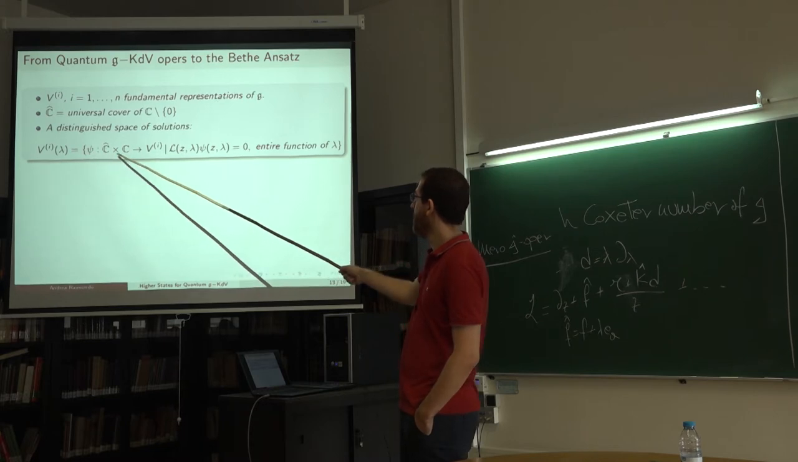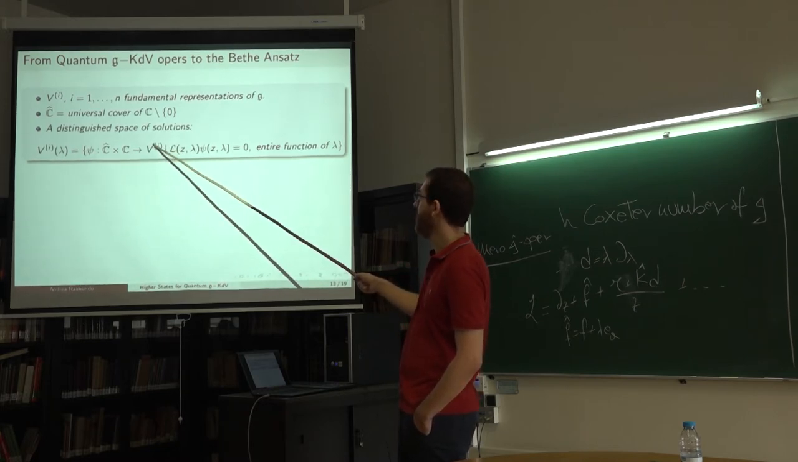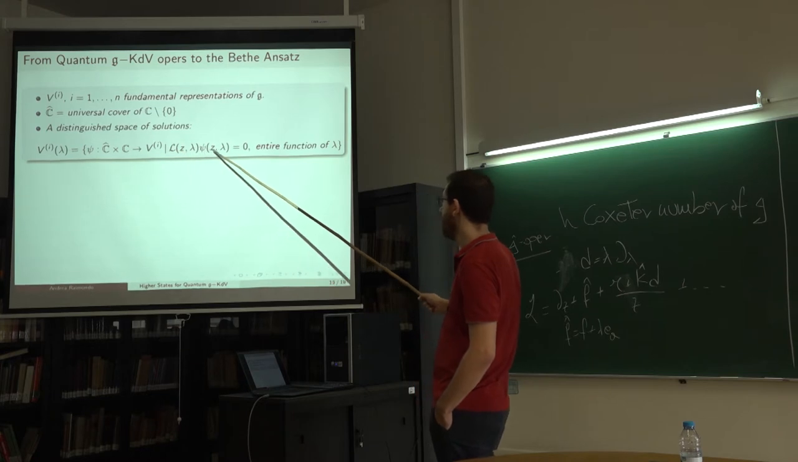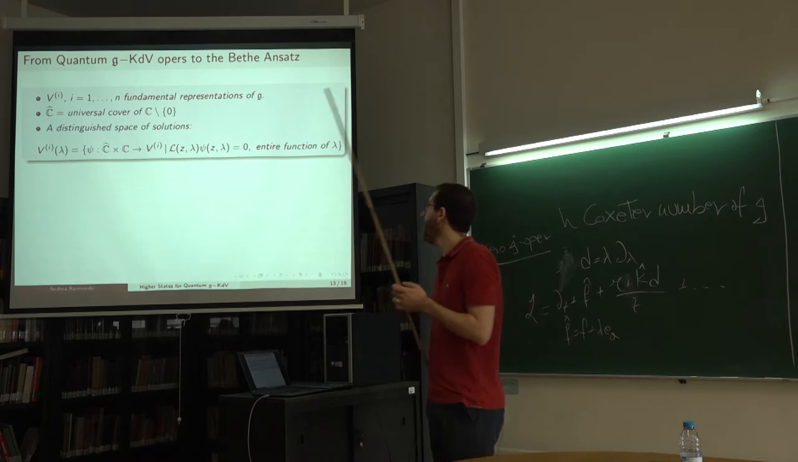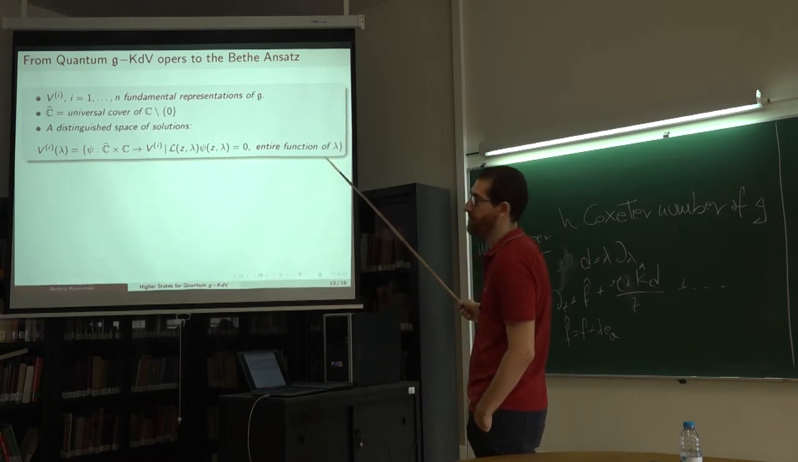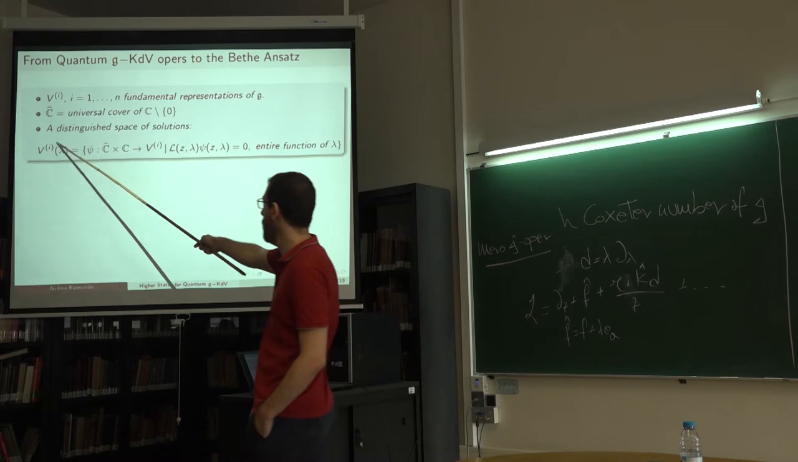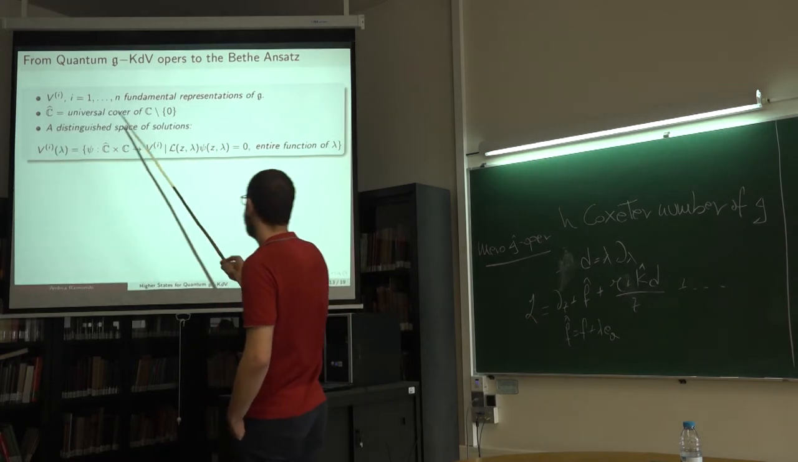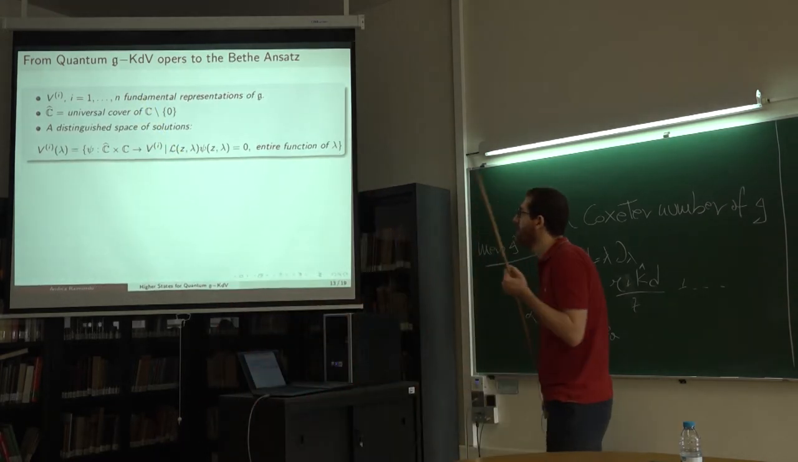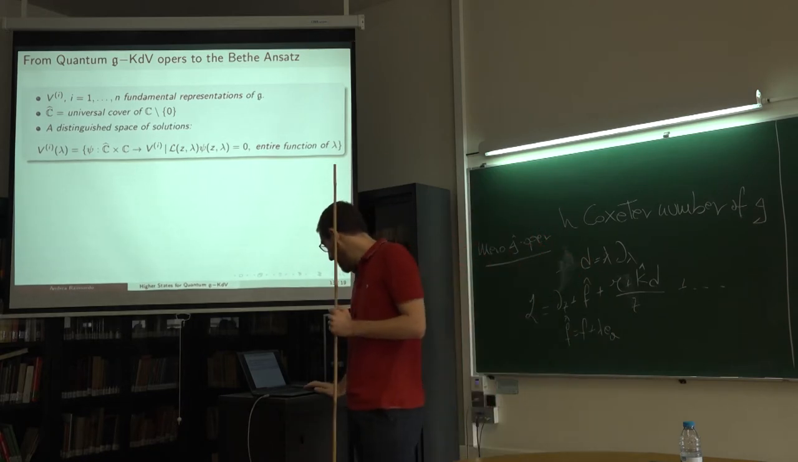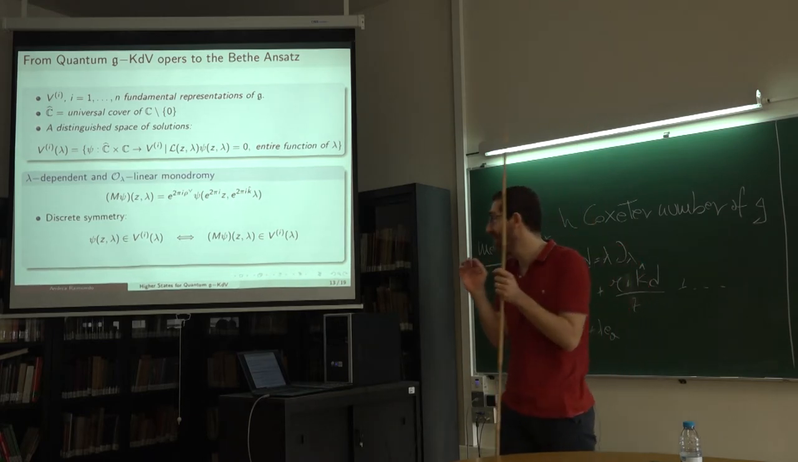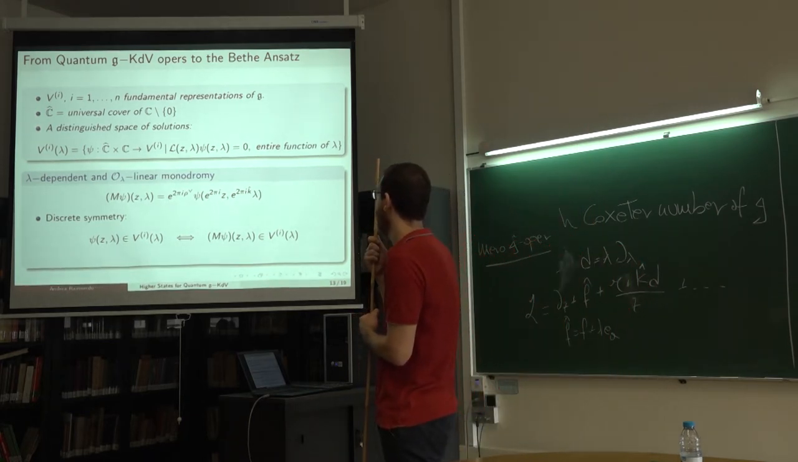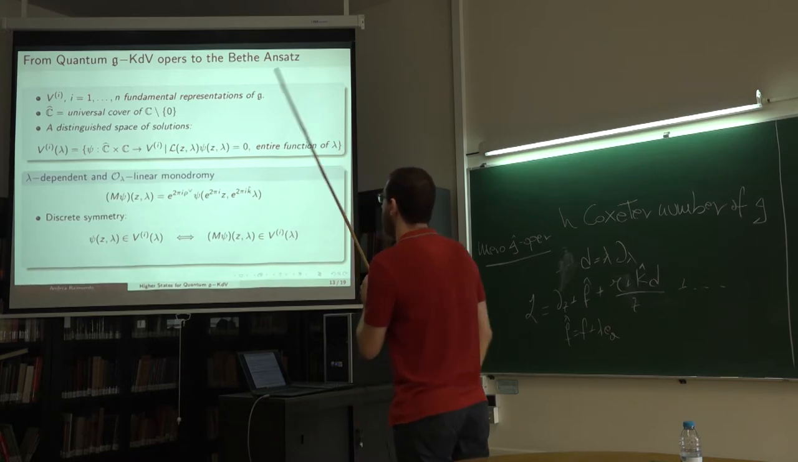You take functions with values in the ith representation, which are solutions of this differential equation, and which are entire functions of lambda. Okay, and denote this in this way. This is the space of solutions I will consider, and I will need a monodromy, a slightly different definition of monodromy due to this k hat here. So it is defined in this way.